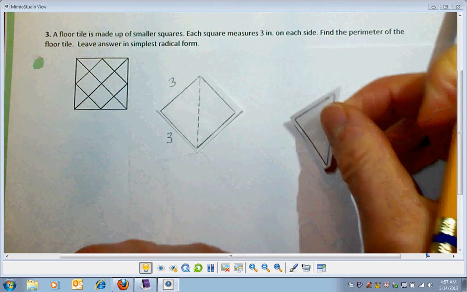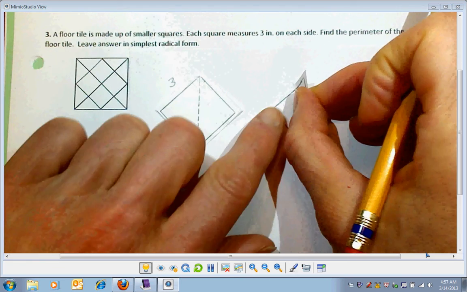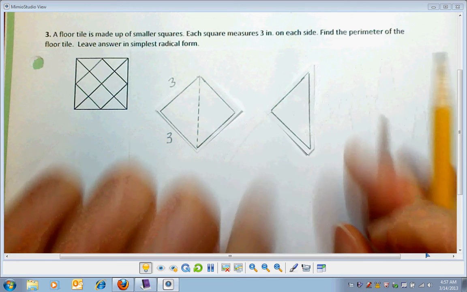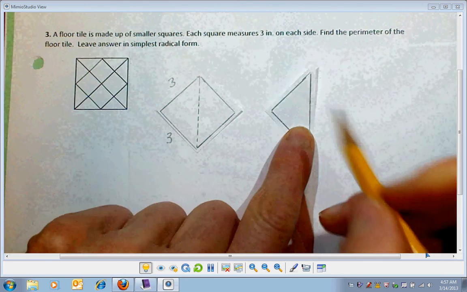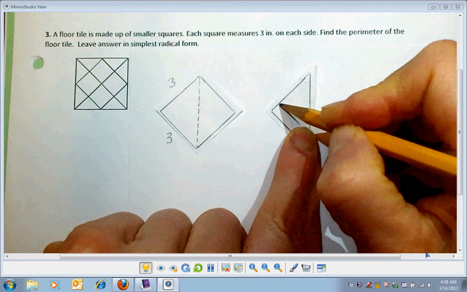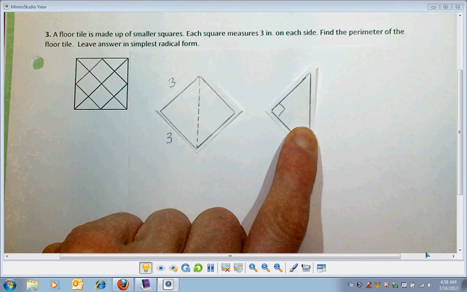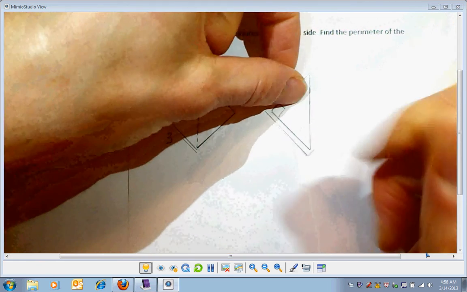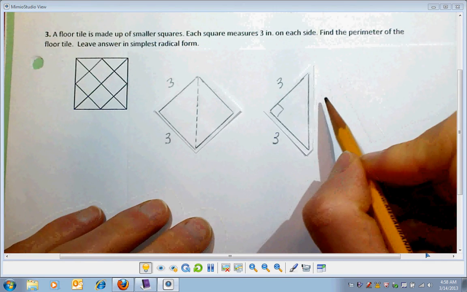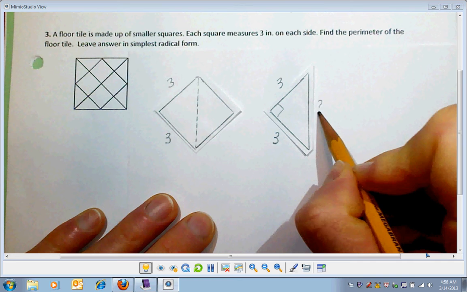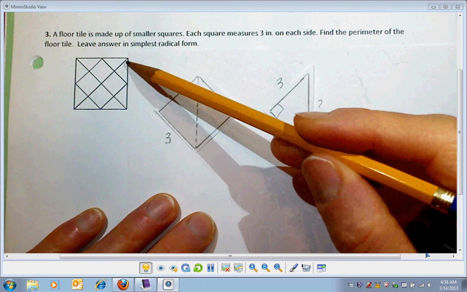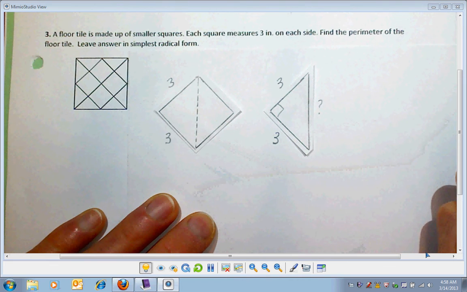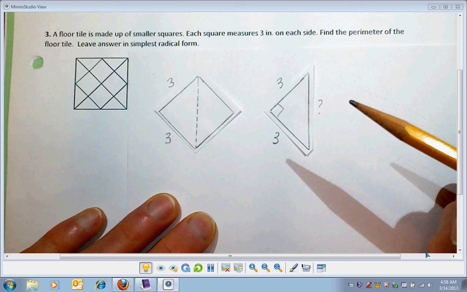So when we cut a square in half, we get something that looks like this, sort of a triangle. So we know that this here is a right angle. This is one of my sides. This is the other side. And I need to find this side right here in order to figure out the perimeter, because I have 2 of those sides which are really the hypotenuse of the triangles. So there's 2 ways I can do this.